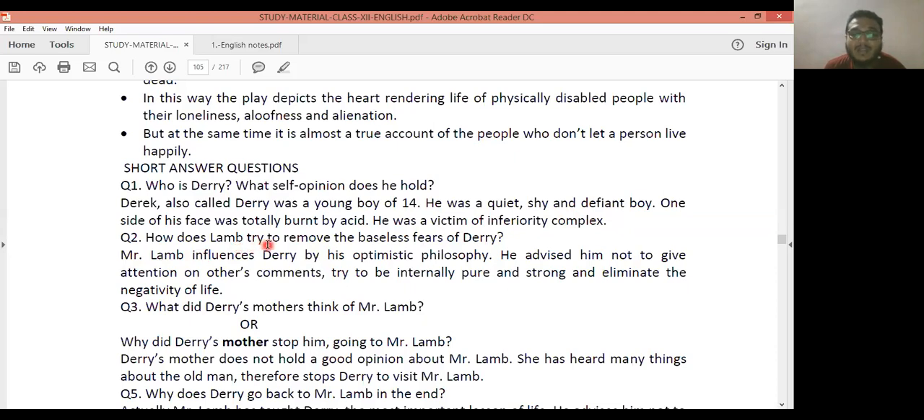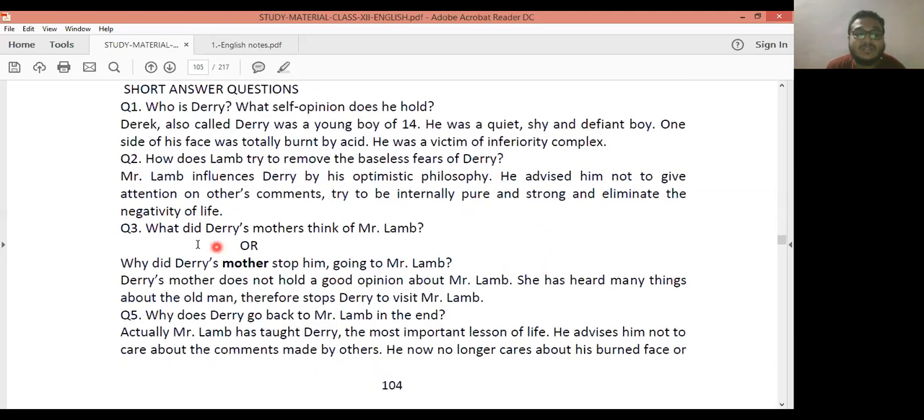How does Lamb try to remove the baseless fear of Derry? Mr. Lamb influenced Derry by his optimistic philosophy. He advised him not to give attention to others' comments, to try to be intentionally pure and strong, and to eliminate negativity from life. Okay, so this is the message shared by Lamb about the baseless fear of Derry. Okay, next question, students.